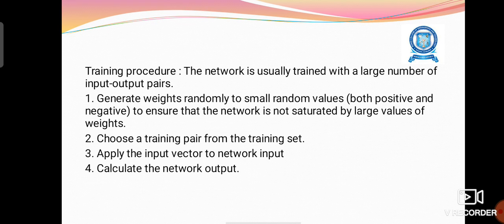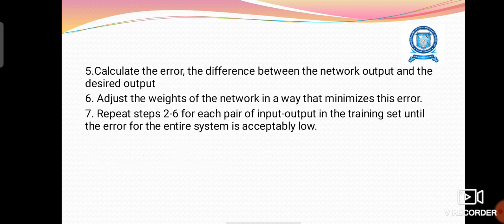Training procedure. The network is usually trained with a large number of input-output pairs. Initialize the weights to small random numbers to ensure that the network is not saturated by large values of weights. Choose a training pair from the training set. Apply the input vector to the network input. Calculate the network output. Calculate the error, the difference between the network output and the desired output. Adjust the weights of the network in a way that minimizes the error. Repeat steps 2 to 6 for each pair of input-output in the training set until the error for the entire system is acceptably low.